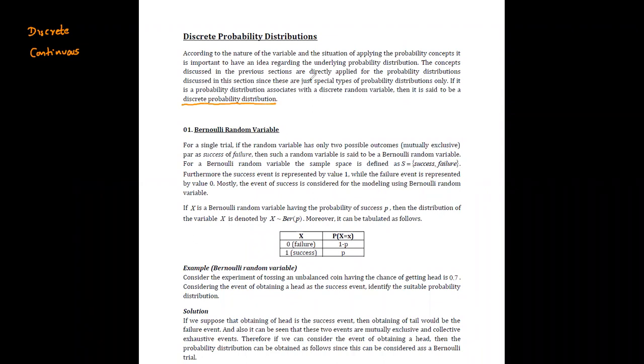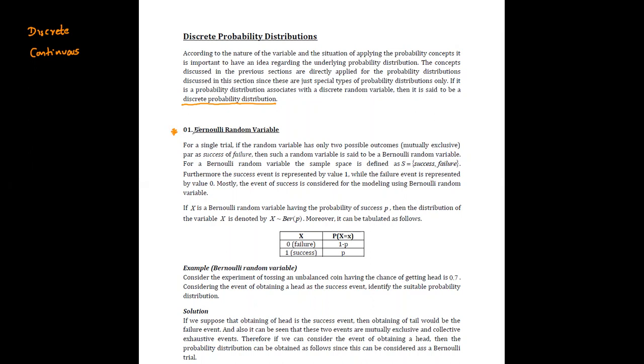Now we'll look at several types of discrete probability distribution. Apart from these distributions, there are many more discrete probability distributions in statistics, but here I will just select a few of them and discuss them one by one in this session. Prior to moving to the probability distributions, first we will have an idea regarding the Bernoulli random variable.